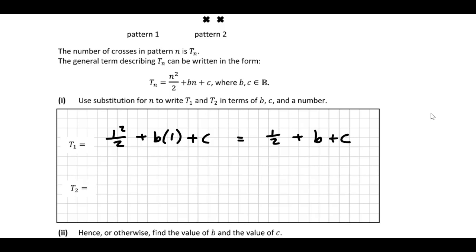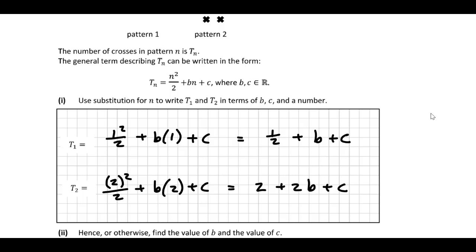T2 then, you just put in 2 for n. So it's going to be 2 squared over 2 plus b times 2 plus c. So that's 2 2s are 4. 4 divided by 2 is 2 plus 2b plus c.